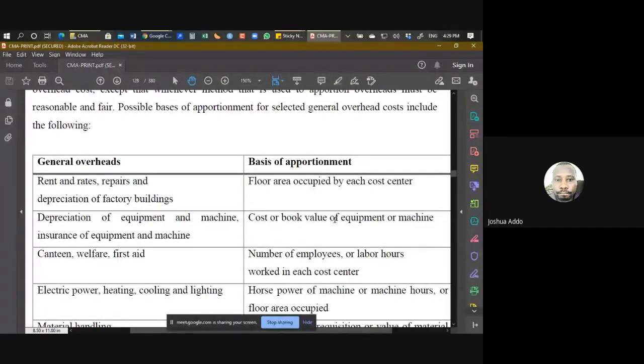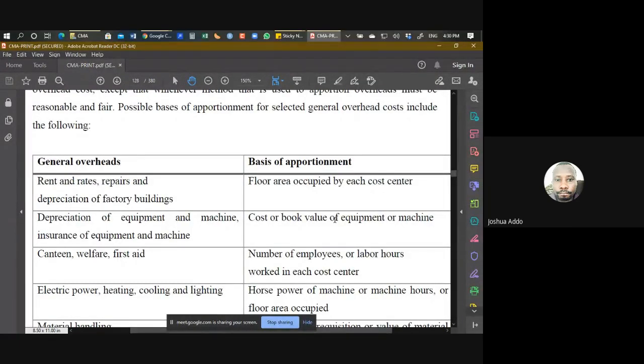Repairs and depreciation of factory buildings. Unless we have a basis which is more accurate than floor area, in most cases we resort to floor area. The idea can also be that for repair and depreciation of factory buildings, the bigger the cutting department, the bigger the size of the structure. Let's say there's a building for the cutting department. The bigger that structure, the more the repairs on it will be. It might not be exactly true, but in this case, that's maybe the closest truth.